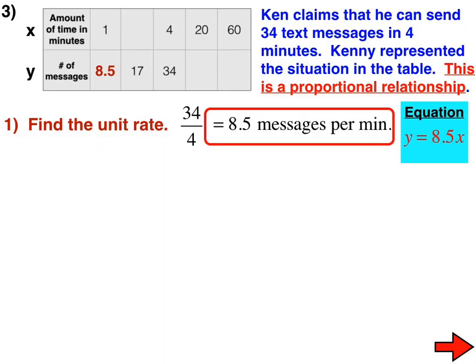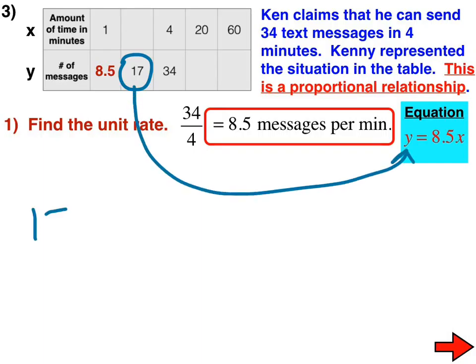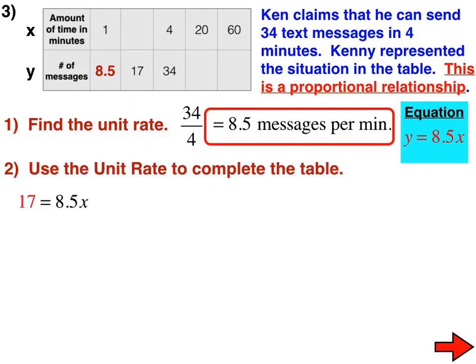The next number they give us is 17. Is 17 a number of messages or a number of minutes? It's messages. That's y. So you need to plug 17 into y. So your equation there should look like 17 equals 8.5x. And then solve for x by dividing both sides. How many minutes is that? You should get 2 minutes.